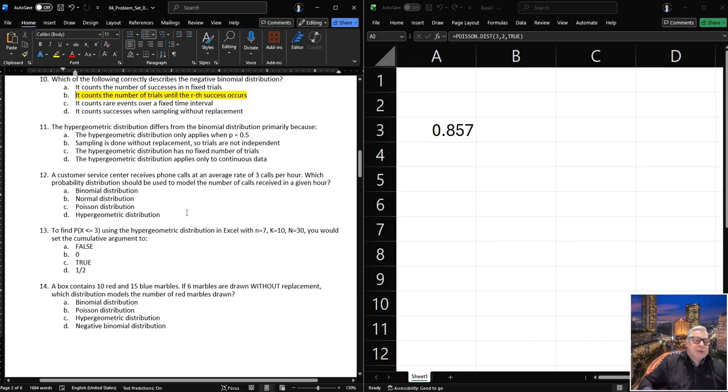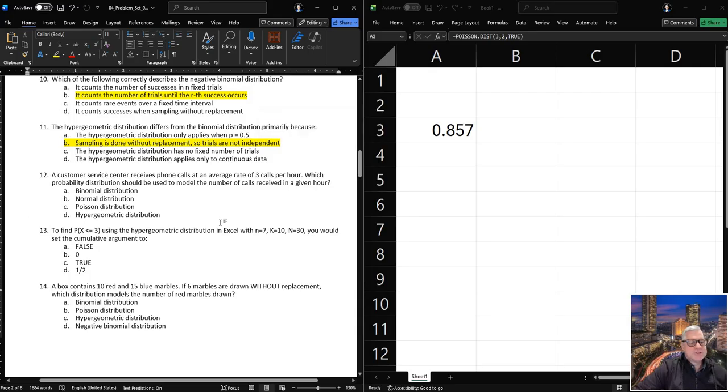The hypergeometric distribution differs from the binomial distribution primarily because the hypergeometric distribution only applies when p equals 0.5. No, that's nonsense. Sampling is done without replacement, so trials are not independent. That definitely is true. The hypergeometric distribution has no fixed number of trials. No. The hypergeometric distribution applies only to continuous data. No, it's a problem set on discrete probability, so B is the correct answer.